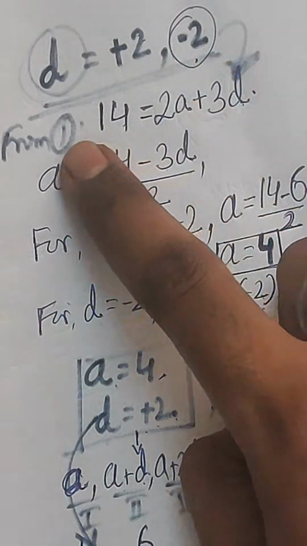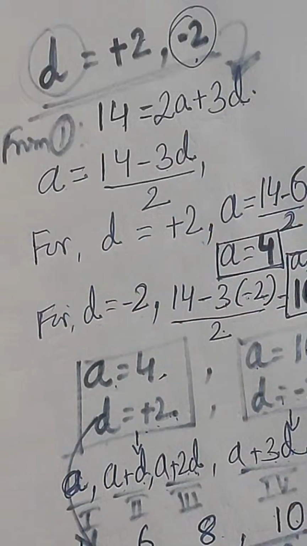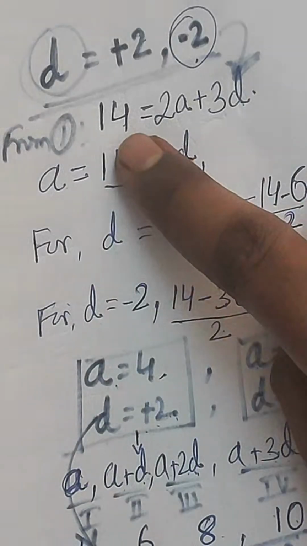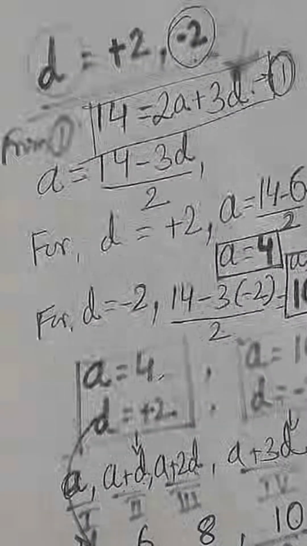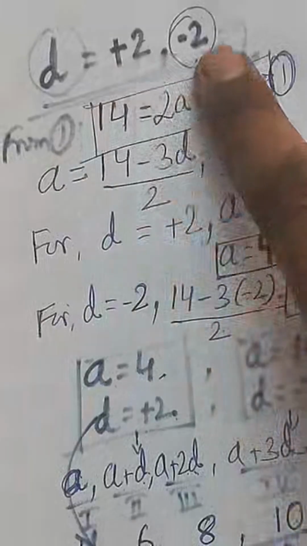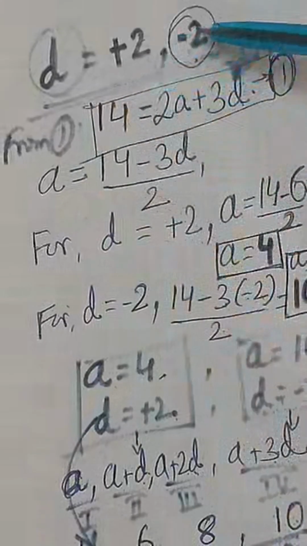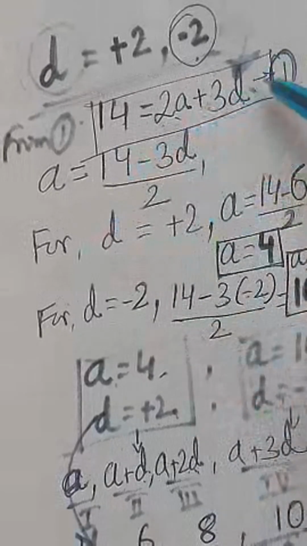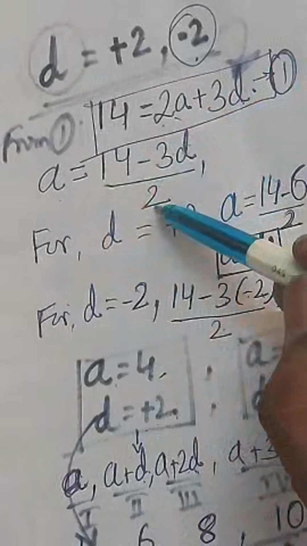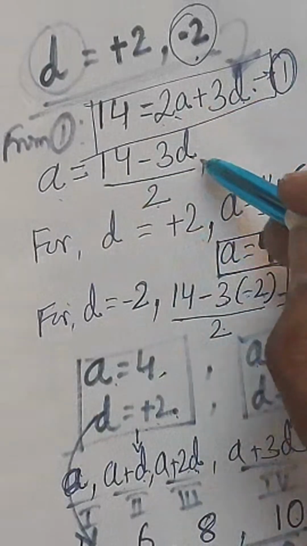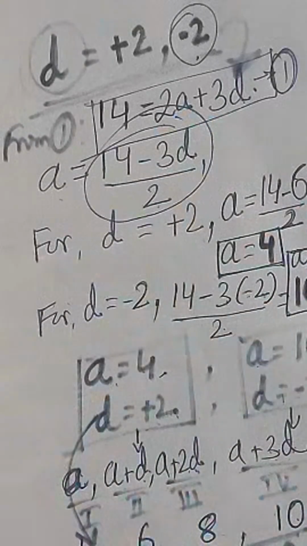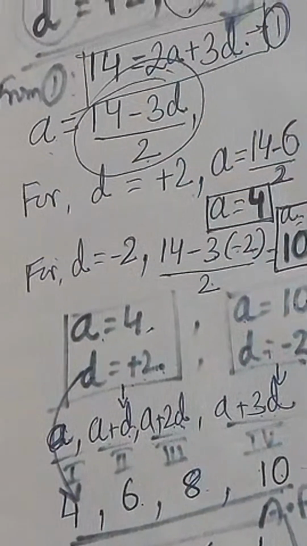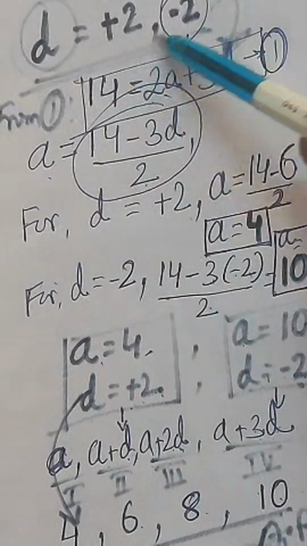Based upon that, we use equation number 1 again, from where we have a in terms of d. Now we put these two values of d, plus 2 and minus 2, into this equation number 1. And from equation number 1 we get a equal to (14 minus 3d) by 2, right? So this is also nothing but equation number 1. Since we have two values of d, plus 2 and minus 2, you can see.